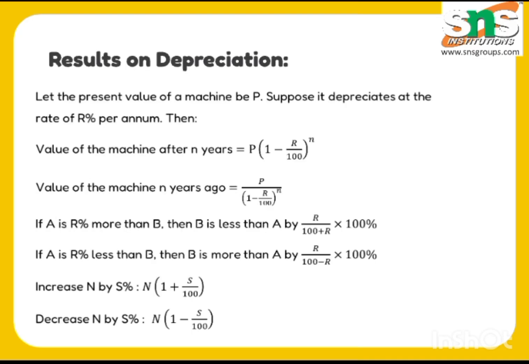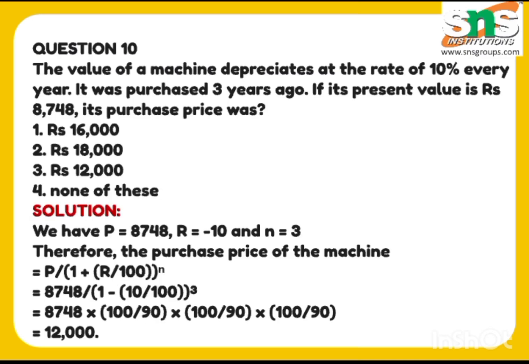Now, in order to solve these types of problems, you should understand the results on depreciation. If you purchase a machine, after n years its value will be P into 1 minus R by 100 to the power of n. When it is asked n years ago, it is P by 1 minus R by 100 to the power of n. Using this formula, we will substitute here. P is equal to the present value 8748, R is equal to minus 10. It is n years ago, so n is equal to 3. On putting the values in the formula, we will get 12,000 rupees. So its purchase price was 12,000.